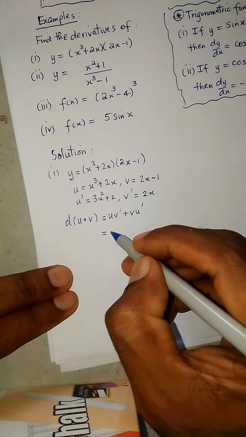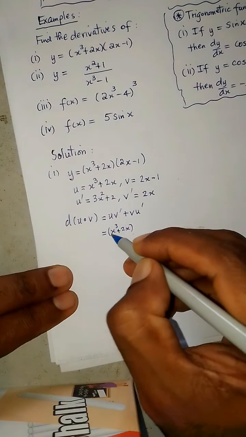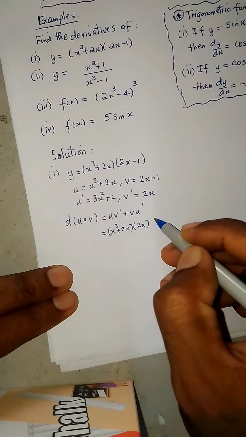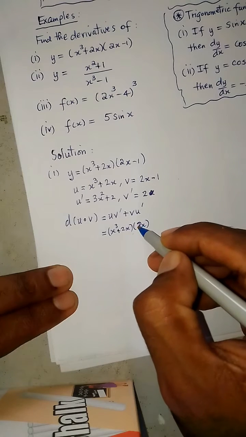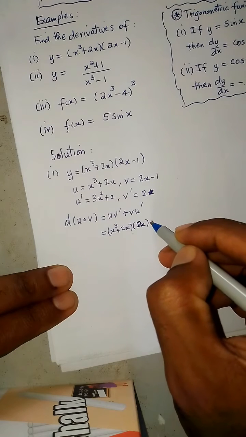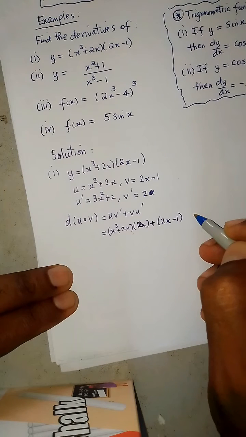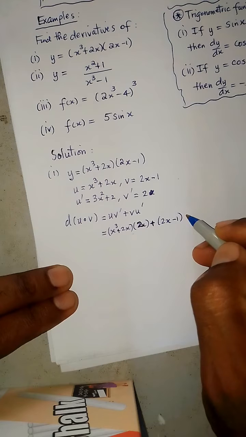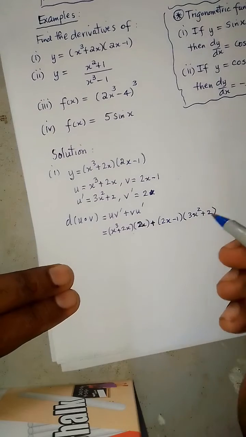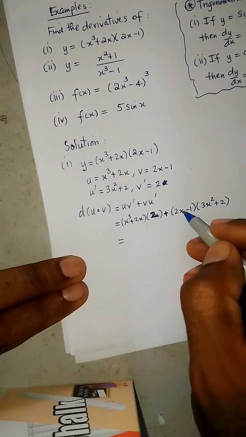So u will be x cubed plus 2x multiplied by the derivative of v, which is 2, it's supposed to be 2. Plus v, which is 2x minus 1, multiplied by the derivative of u, which is 3x squared plus 2. Right, and then we multiply each of these together and each of these together.